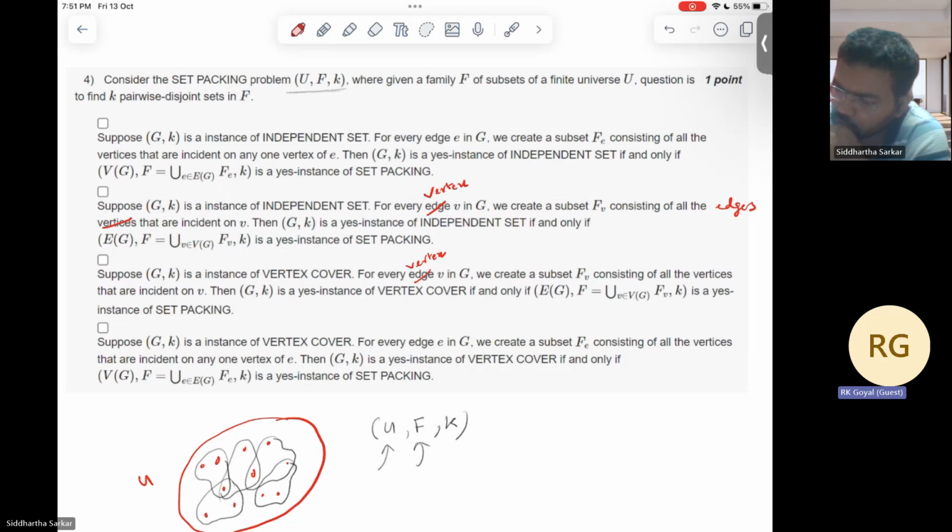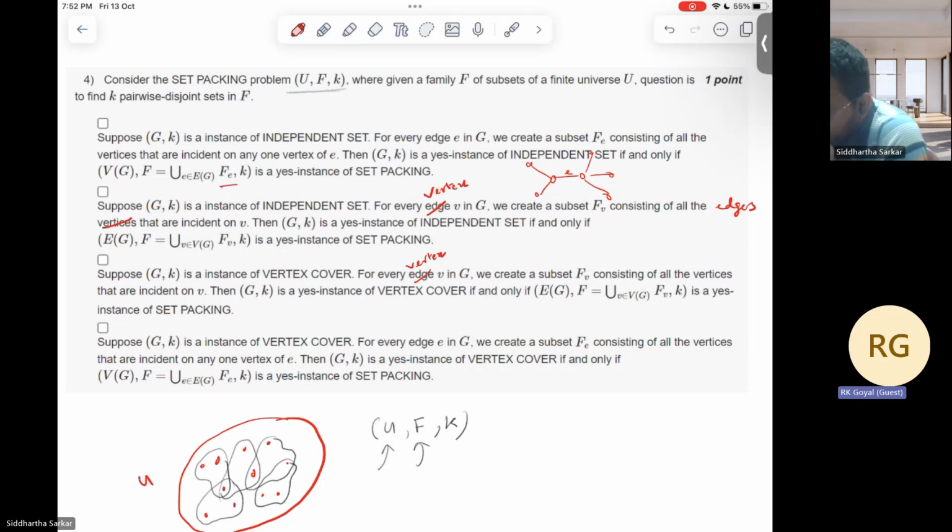So there is another typo, I think, in option number one: F_E consisting of all the edges that are incident on any one vertex of E. What this F_E is in the first option, when they write that we create a subset F_E consisting of all the... So if E is a given edge, let us say this is E, then it is all the vertices that are incident to either of the endpoints of E. So that is F_E.